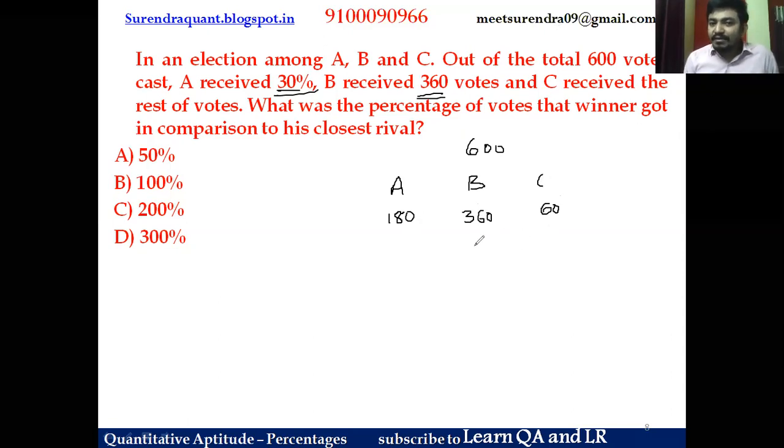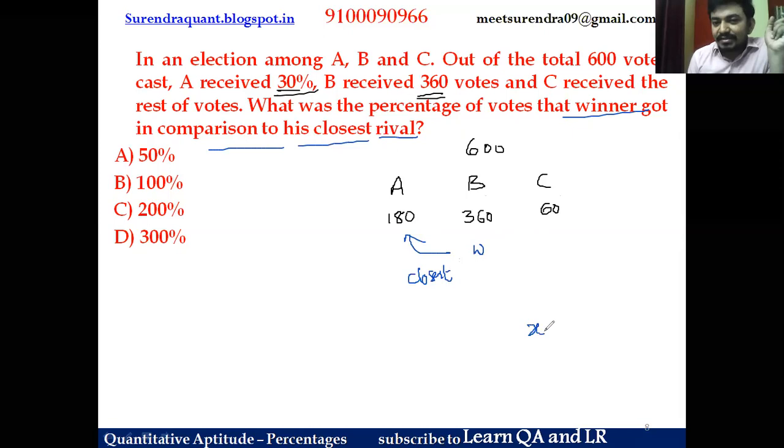Now who is the winner here? B is the winner and 180 is his closest rival. The one who got 180 votes is the closest rival. What is the question? What percent of the votes did the winner get in comparison to his closest rival? So 360 is the votes for the winner, and if you take some X percent of the votes, X percent of the winner's votes is how much, guys? Or simply you can say by observation. So B got double of A, right? B got 2 times of A. Let us forget about this. This is something lengthy. You can do it by observation.